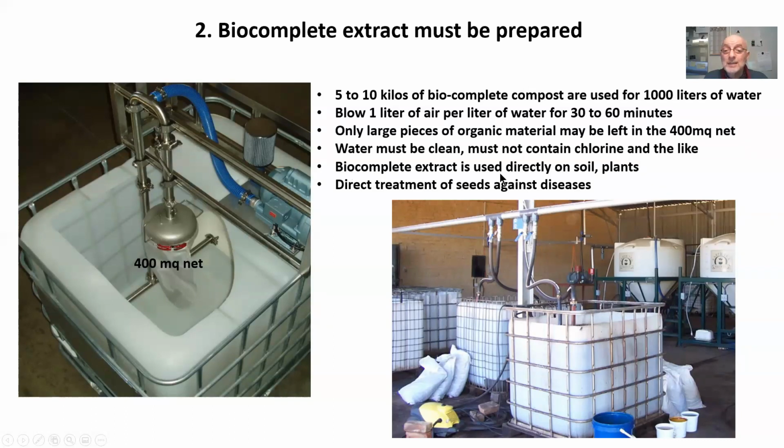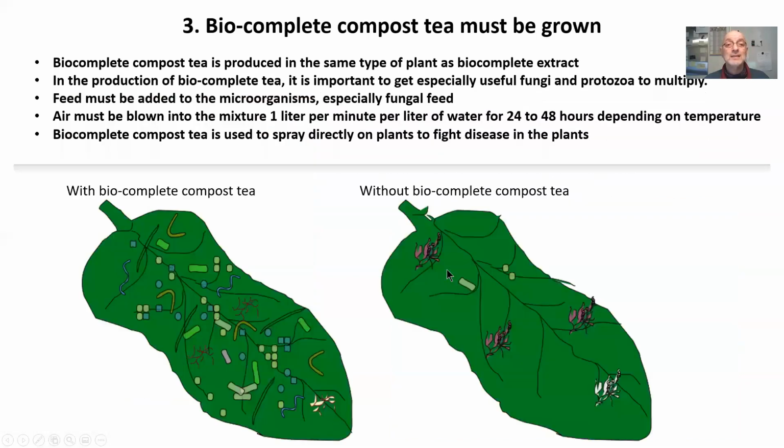The biocomplete extract is used directly on soil and plants. You spray it on. Direct seed treatments: you can put your seeds inside it or spray the seeds with it when you're sowing, to prevent diseases going in. So over here is the same thing, just another picture set up in the farming manufacturing system.